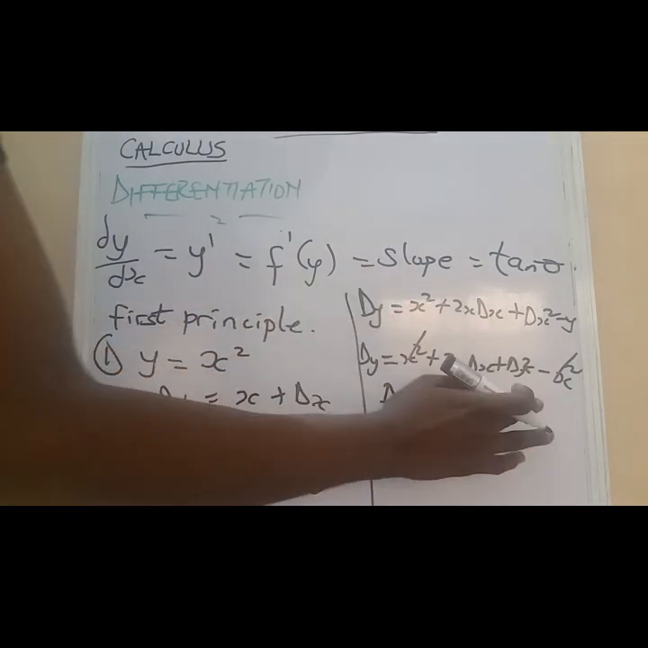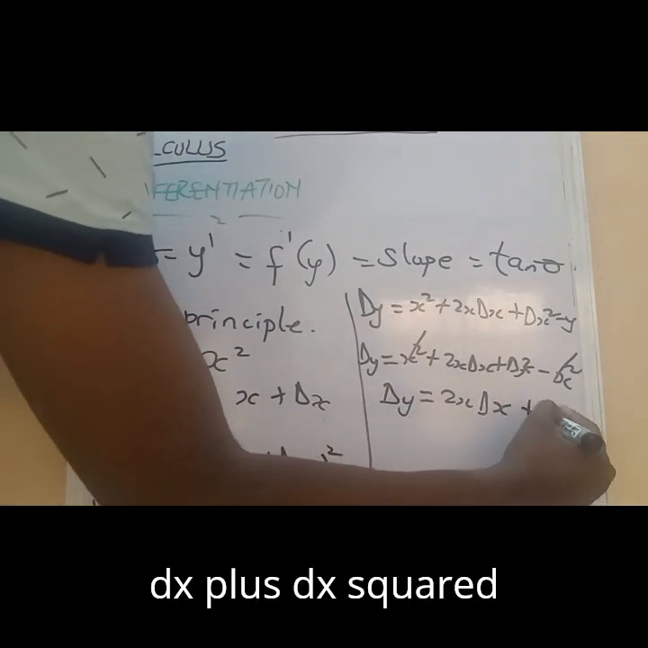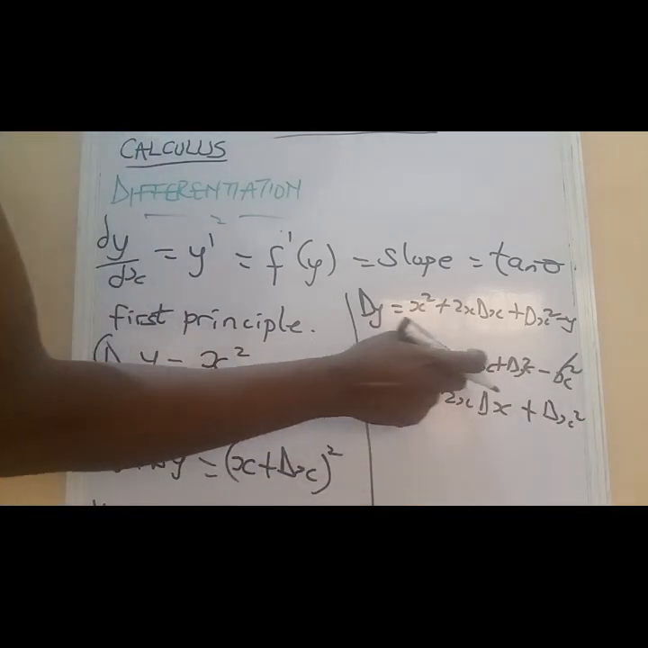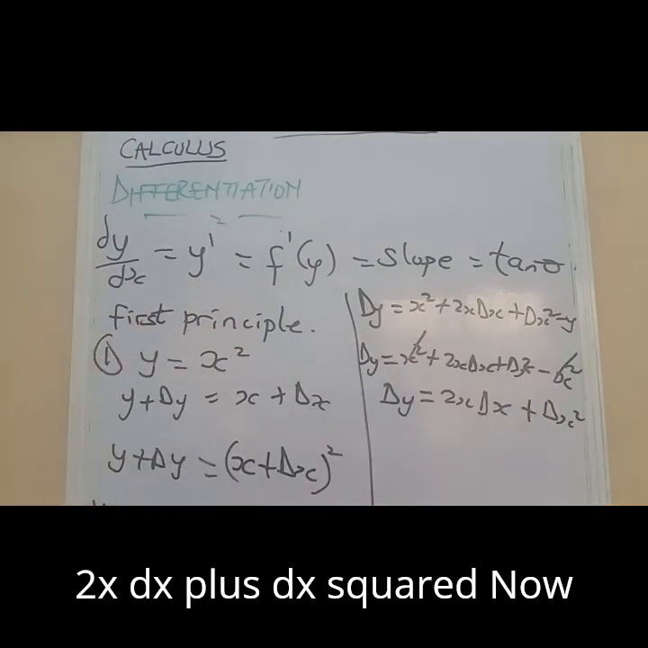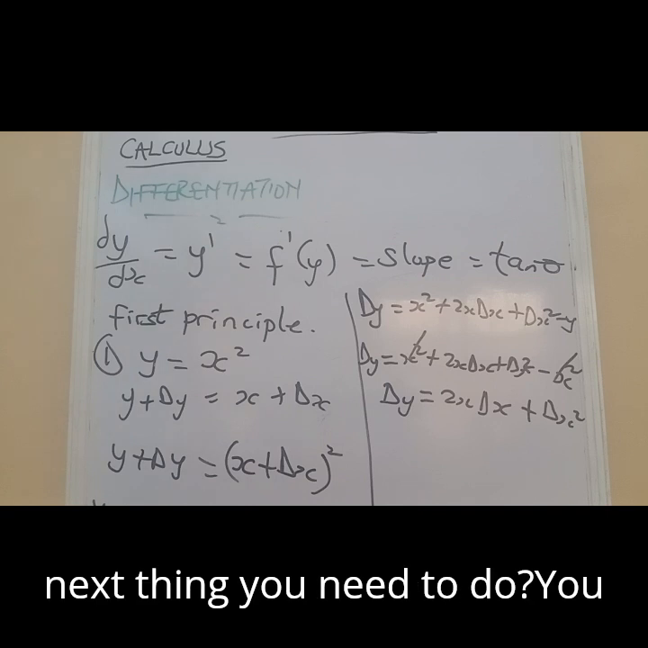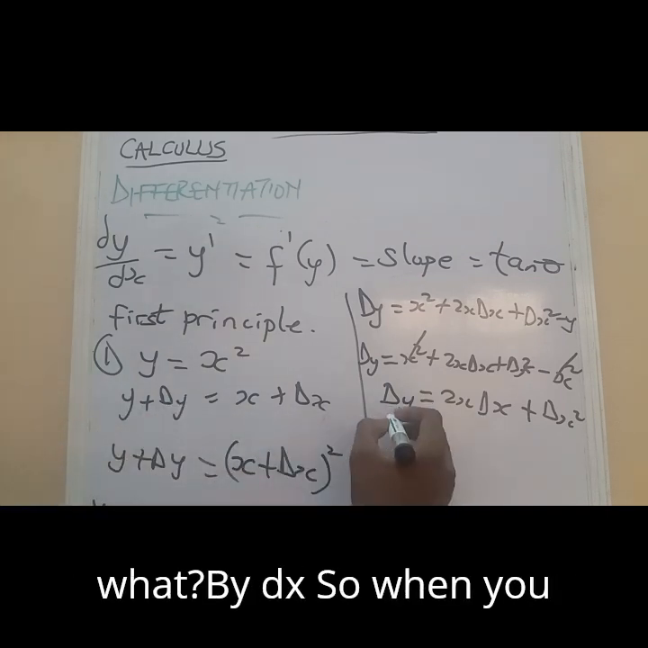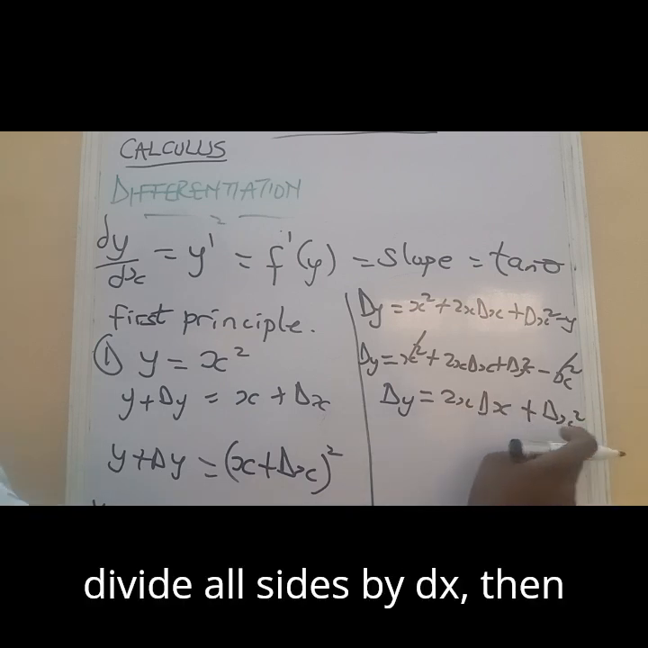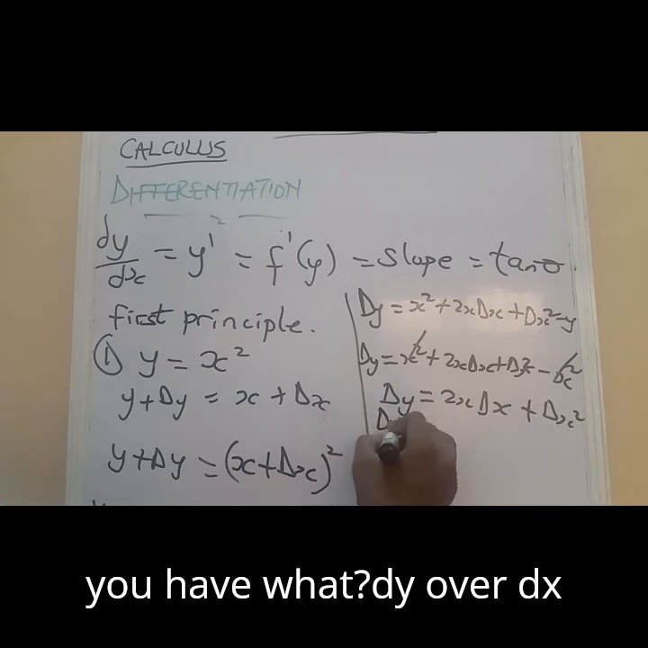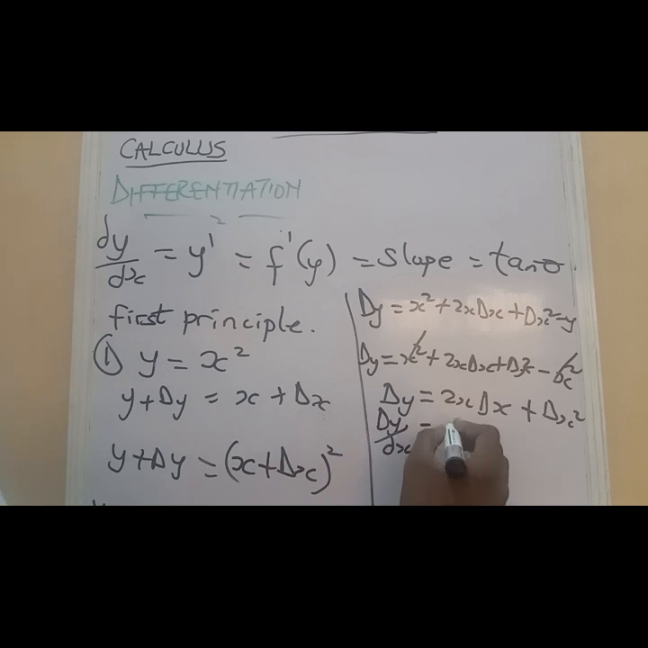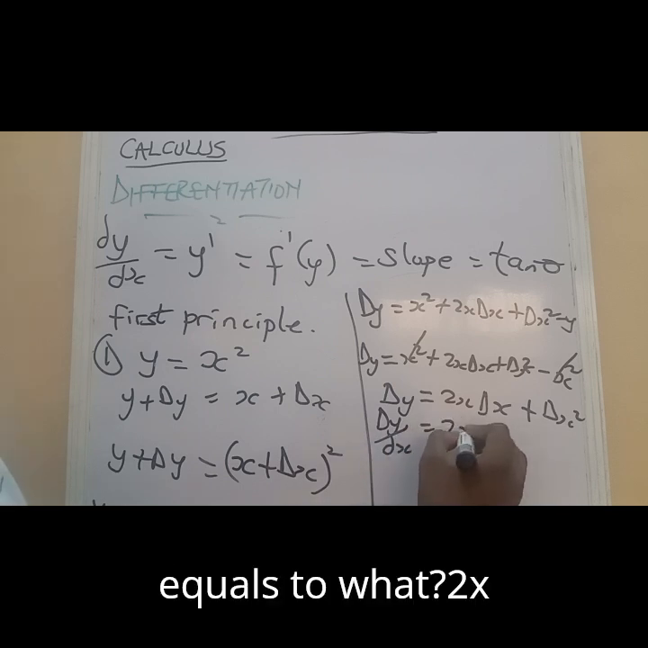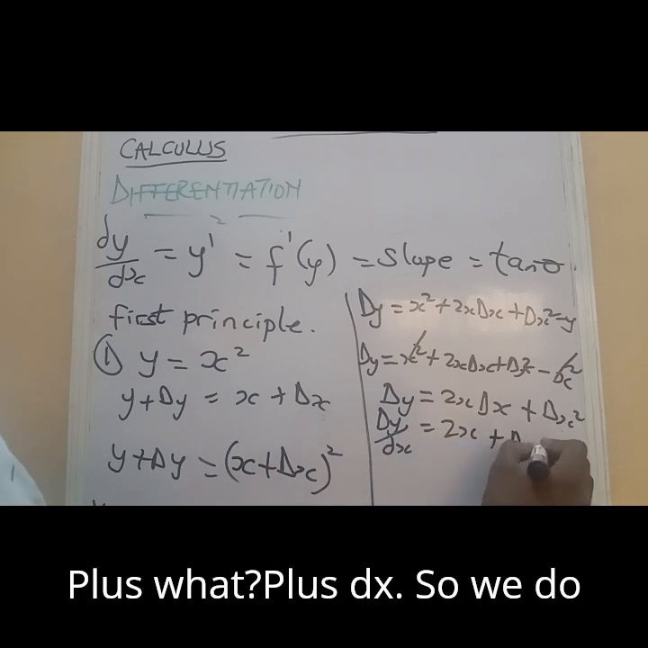2x dx plus dx squared. Now, having done this, what's the next thing you need to do? You need to divide both sides by dx. So when you divide all sides by dx, then you have dy over dx equals 2x plus dx.